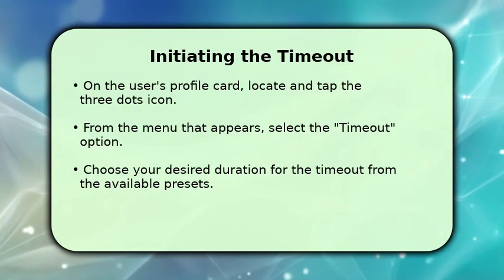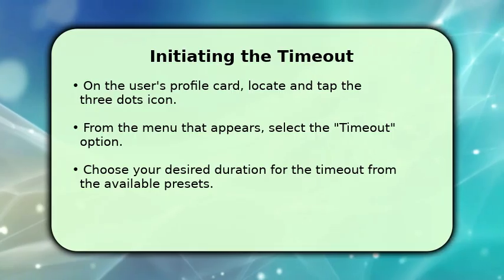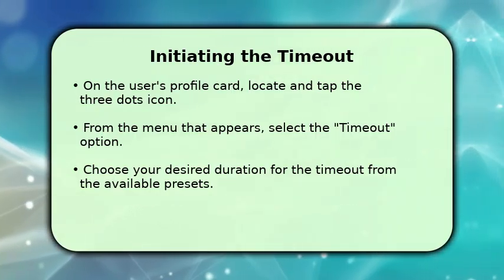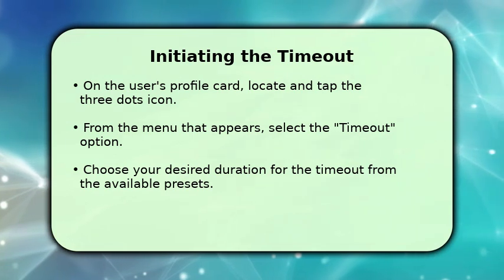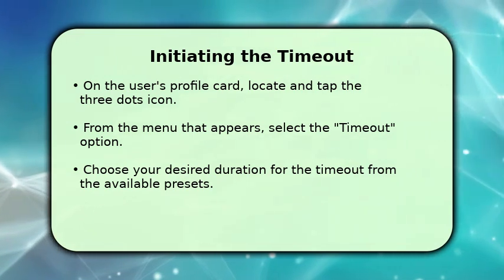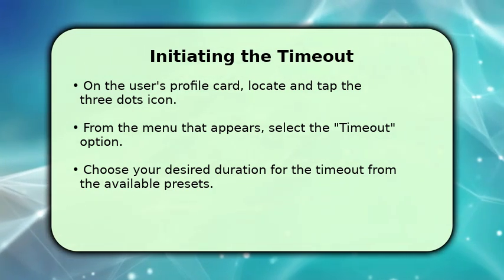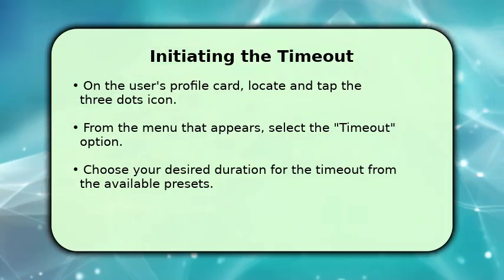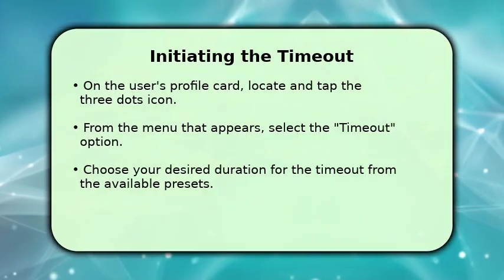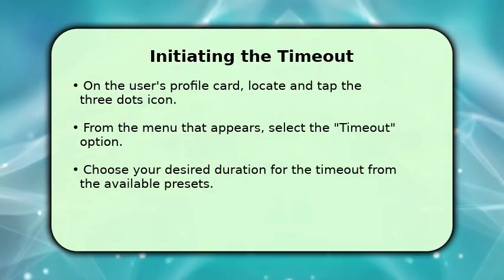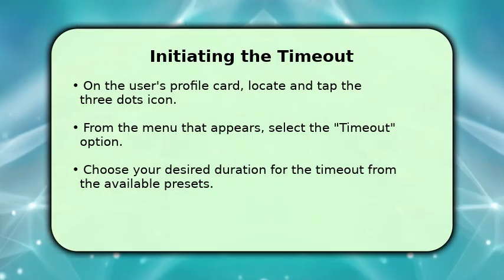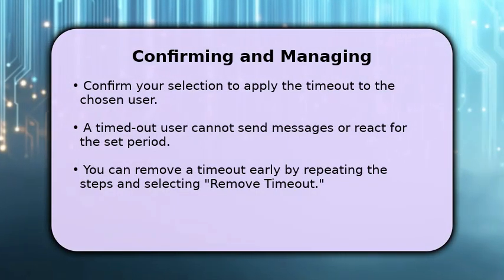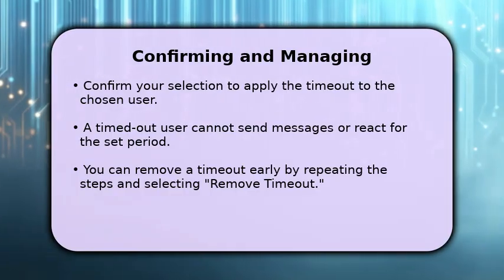Now that you're on the user's profile card, look for the 3 dots icon, usually located in the top right corner, and tap it. A menu will pop up with several options. From this list, you'll want to select the timeout option. After selecting, you'll be presented with various preset durations, allowing you to choose how long the user will be restricted. After choosing your desired duration, simply confirm your selection to apply the timeout.